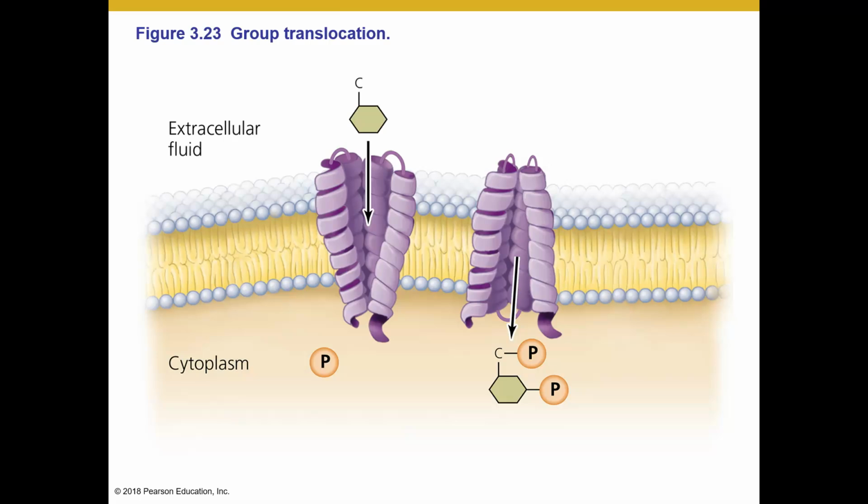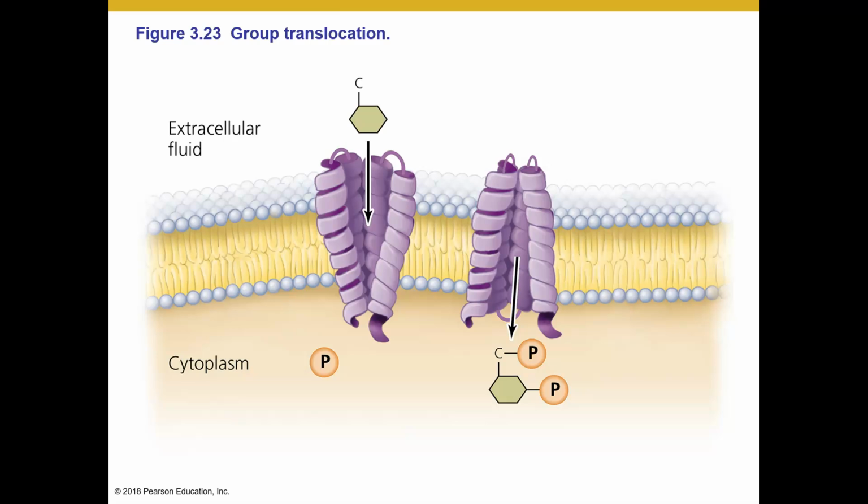There's one special type of active transport that only prokaryotes, bacteria, use. It's called group translocation. Here's how it works. When a molecule like glucose enters the bacterial cell, it's chemically modified, often by adding a phosphate group. That modification traps it inside the cell because it's now a different molecule.